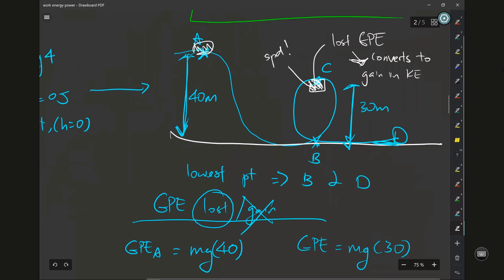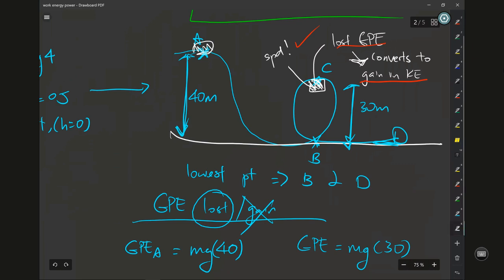Obviously it can't be 0 meter per second. If it's at 0 meter per second, then the object will just drop down and everyone will just die in the roller coaster. But we are not so morbid. So obviously there will be speed, it is definite. So the loss in GP goes to a gain in KE.